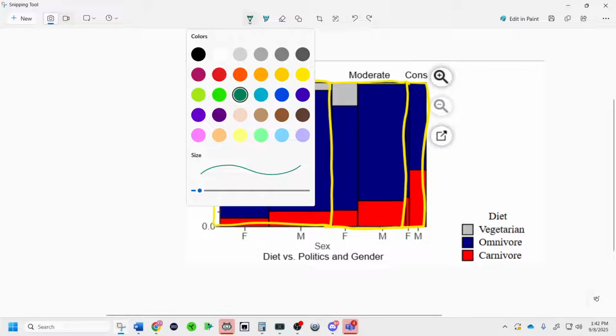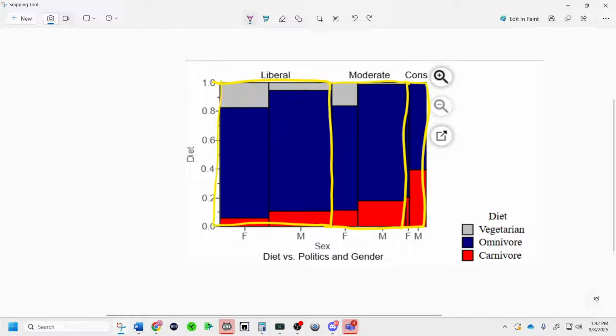And with this in mind right here, what do you notice about the amount of female in each group? So I'm going to highlight this in a light purple. And female compared to male here versus female compared to male here.